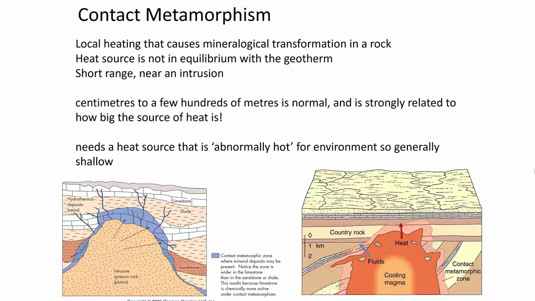Contact metamorphism requires local heating that causes the mineralogical transformation in a rock. The short-range context of this is on the order of centimeters to a few hundreds of meters. This range is strongly related to how big the source of heat is. For example, the source of heat of a dike would be significantly smaller than the source of a pluton. Contact metamorphism needs a heat source that is abnormally hot for the environment it's in, so it generally occurs in shallow or low pressure or low stress conditions.